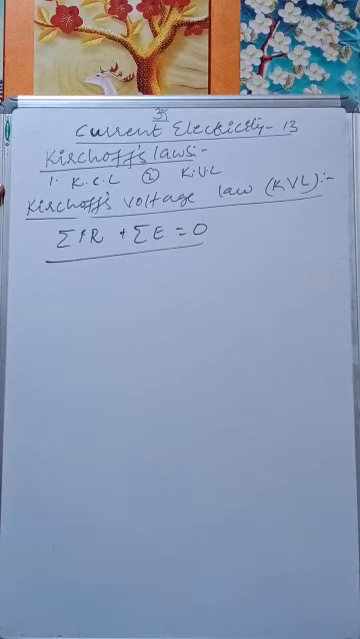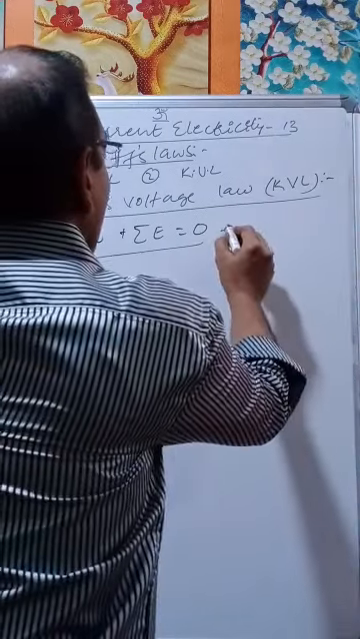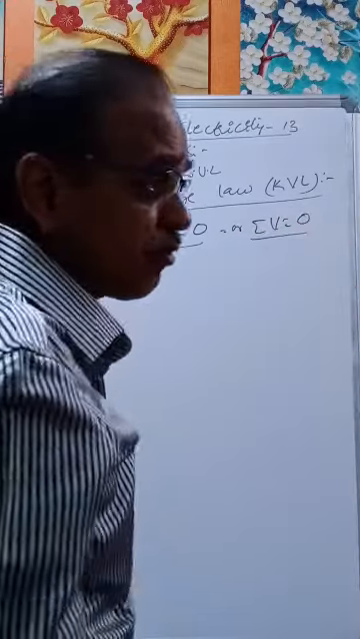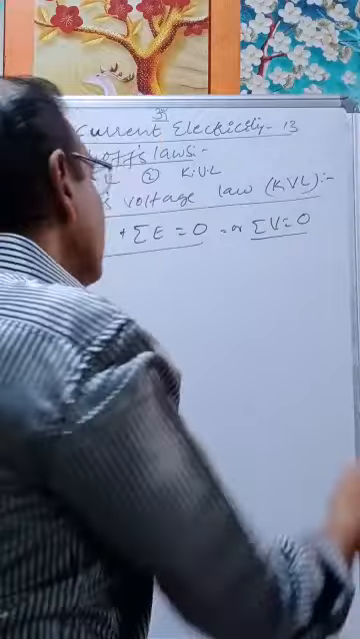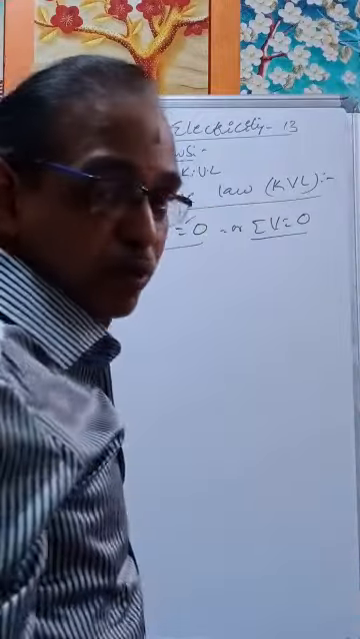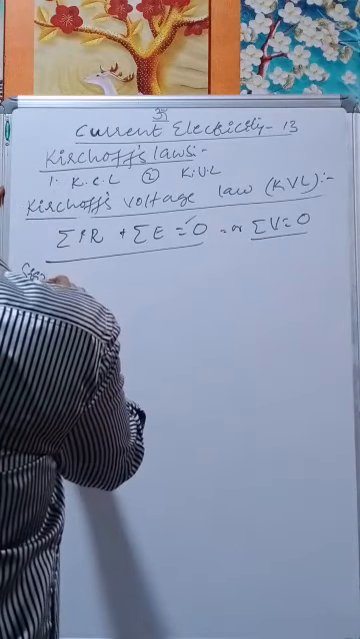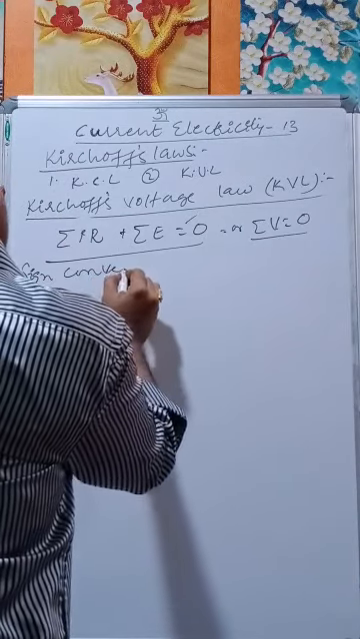Therefore, sigma IR plus sigma E is equal to 0 is called Kirchhoff's voltage law, KVL. Or we can take sigma V is equal to 0 also. This is primarily used more frequently. Now, what is the sign convention to be followed?